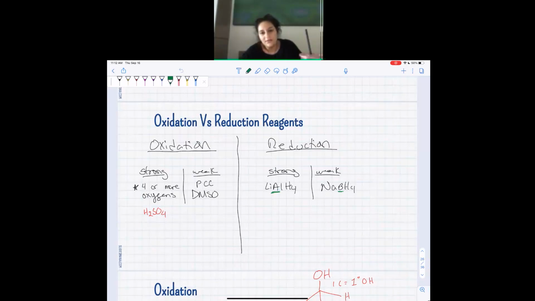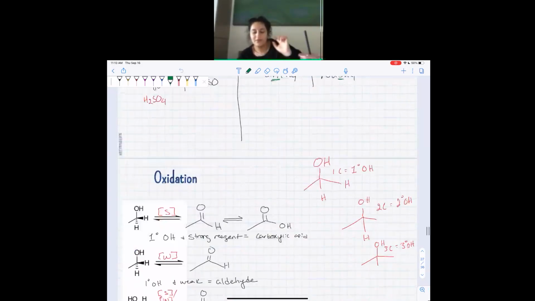For reduction, luckily we only have two to remember. We have LiAlH4 and NaBH4. A comes before B in the alphabet, so that one is going to be stronger. Any questions? Okay, we move on to oxidation.